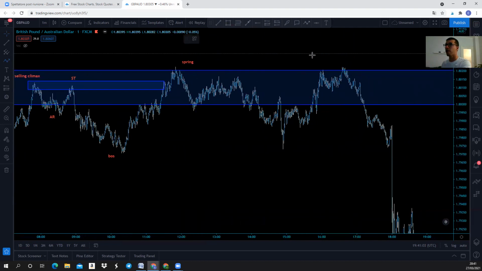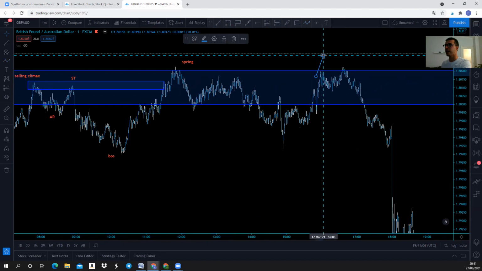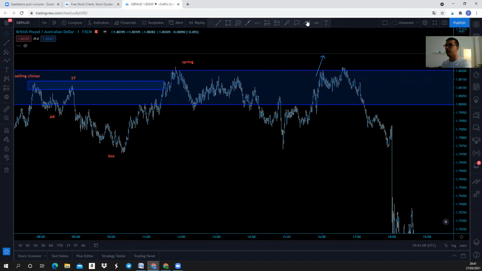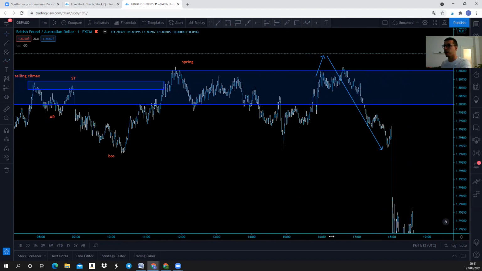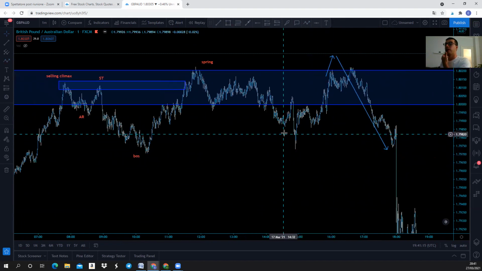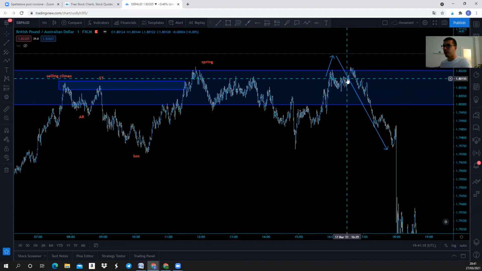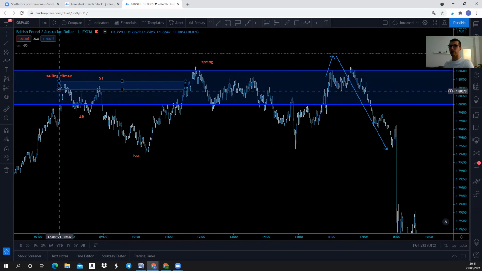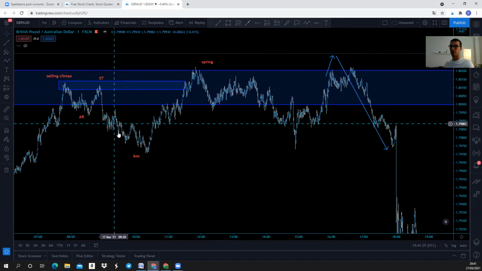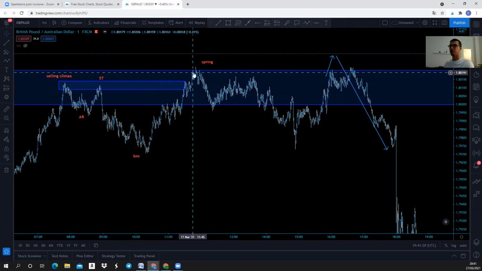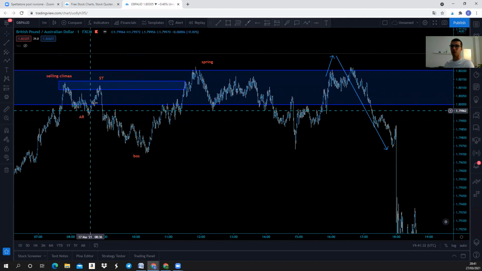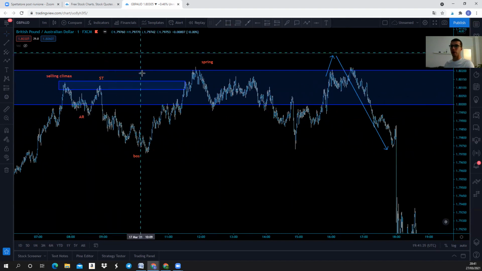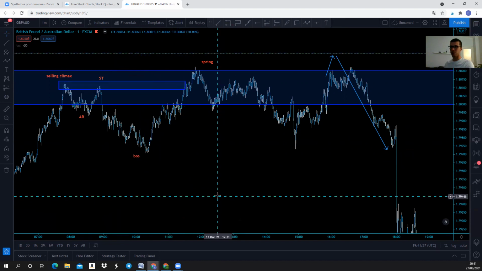Sometimes we do have a secondary spring that takes out the first spring, and then we have the push to the downside, or to the upside if we are trying to buy. Now, keep in mind that the secondary spring is not really common. Usually the schematic plays out like this: we have selling climax, automatic rally, secondary test, break of structure, which maybe doesn't happen right away. Sometimes we just have selling climax, automatic rally, secondary test, and then right away the spring and after that the break of structure, all right?